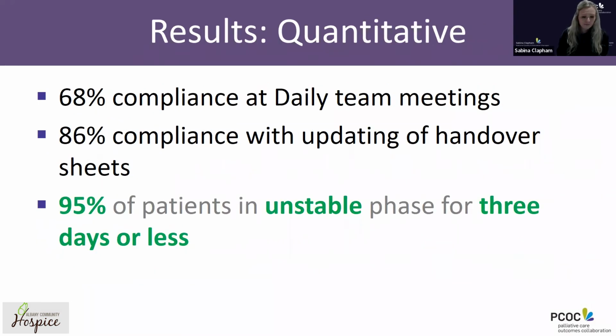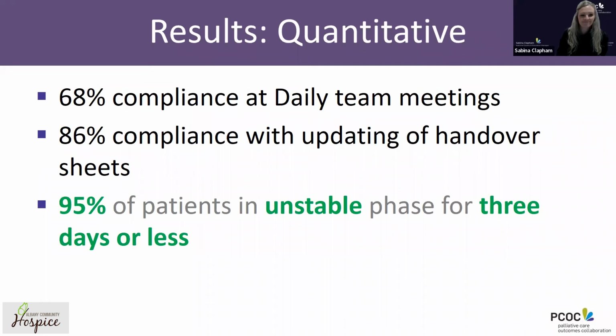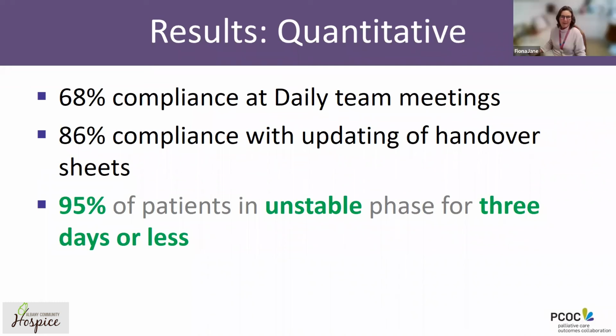So your results? Our results were, there was a 68% compliance at our daily team meetings and an 86% compliance with updating of handover sheets. And so what we saw then was our benchmark improved to 95% of patients in unstable phase for 3 days or less. And just with those simple measures of the huddle, ensuring staff education and support, and consistency of handing over information, since that time, we've always passed that benchmark.